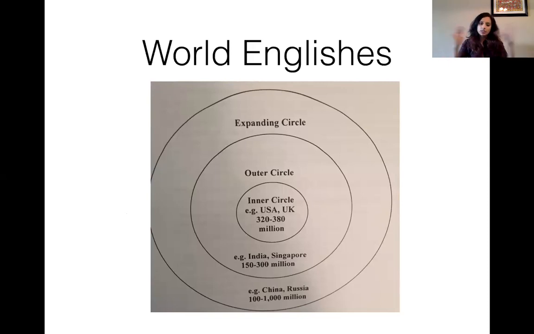And then you have the outer circle, which is also countries that have a colonization history, where English is an official language, like India and Singapore. And then you have the expanding circle, which are countries that are learning English as a foreign language, that don't have a history of colonization, and that don't have English as a first language, for example.